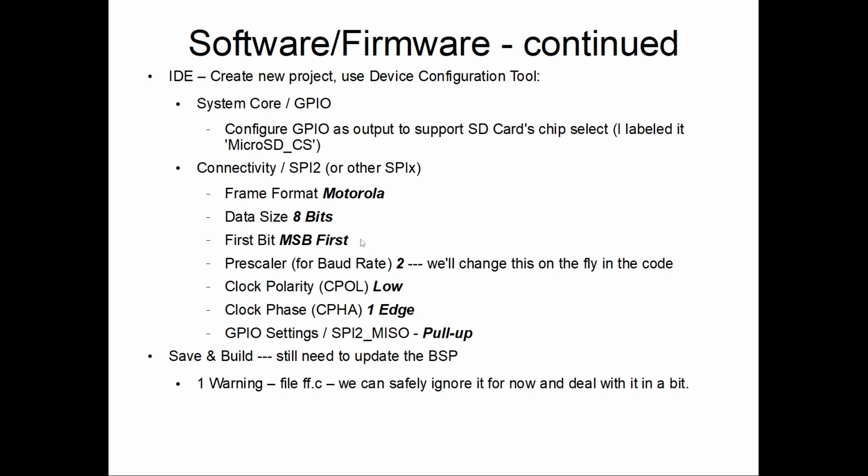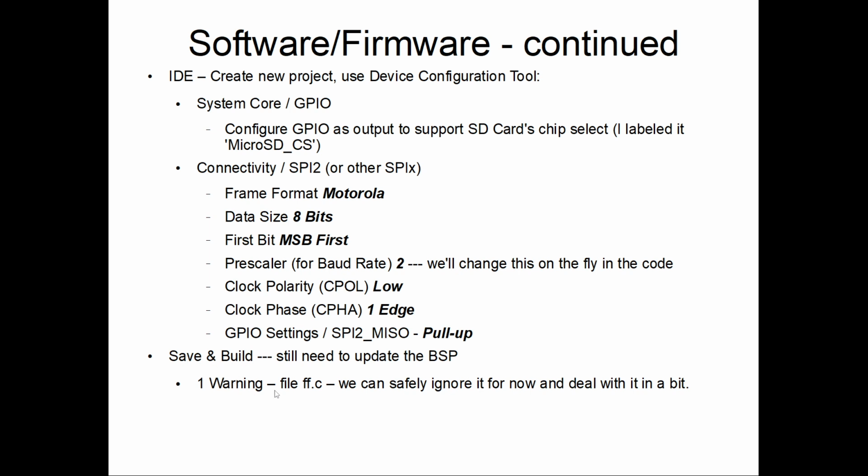Prescaler, you can pick 2, although it really doesn't matter too much what you pick because we're going to be changing the value of this on the fly in the code. These next 2 are pretty critical. Pick low and first edge. And as I indicated on the master in slave out signal, I included the pull-up resistor. At this point, you should be able to just do save and build.